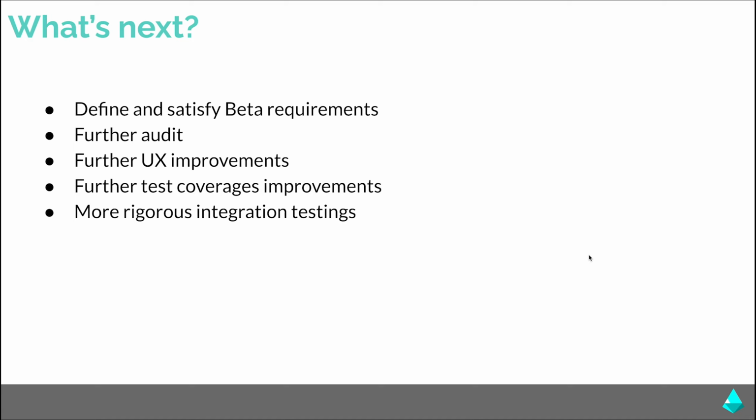So you may ask, what's next for us, right? What's next for us is that we want to be as ready for mainnet as possible. So that includes defining and satisfying beta requirements. We'll define the beta requirements, we will share the beta requirements with the community, and we'll satisfy that. And then we want to do some further audits. We want UX improvements as well. We want people to have the easiest time using our client. And as I mentioned earlier, we want to improve the test coverage, and we want to go through more rigorous integration testing. So if you're interested in any of these items, feel free to contact us.